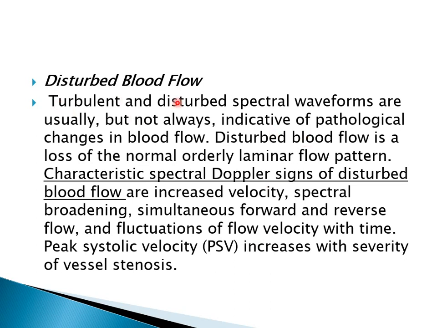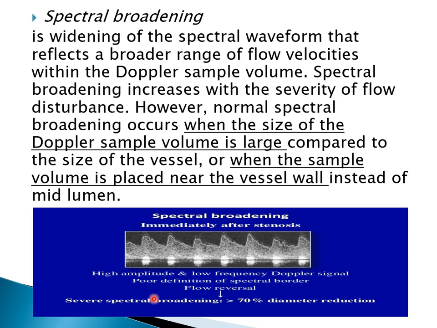After that we have disturbed blood flow. Turbulent and disturbed spectral waveforms usually, but not always, indicate pathological change in the blood flow. Disturbed blood flow is the loss of the normal laminar pattern. Characteristic spectral Doppler signs of disturbed blood flow are increased velocity or spectral broadening, simultaneous forward and reverse flow, and fluctuation of the flow velocity with time. Peak systolic velocity increases with increasing severity of the stenosis. We will talk about them in pictures.